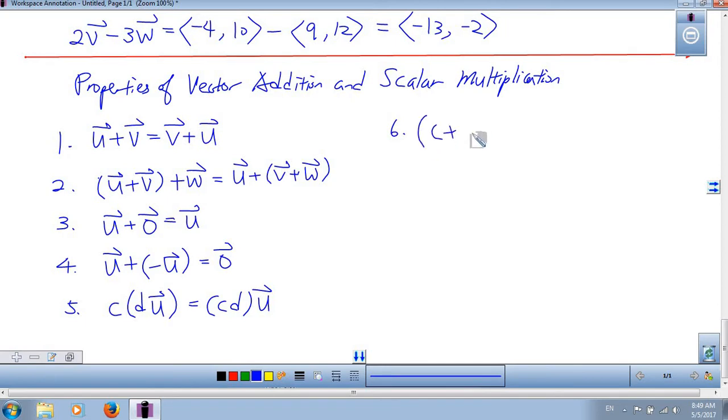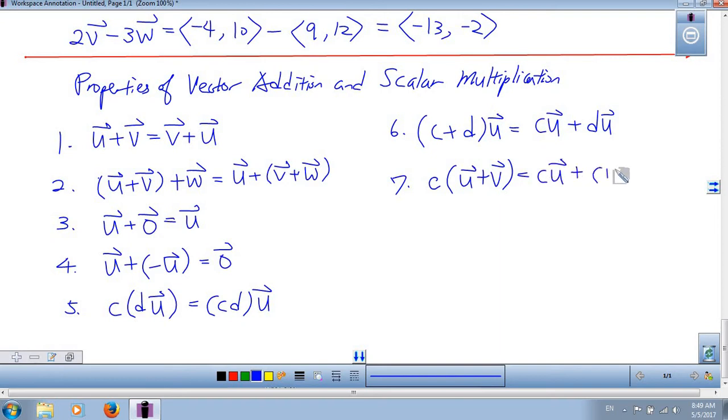And then we have the distributive property of scalar multiplication. If I do (c plus d) times u, I can do c times u plus d times u. This is another distributive property. If I do scalar c times (u plus v), I can do cu plus cv. So it's the distributive property.